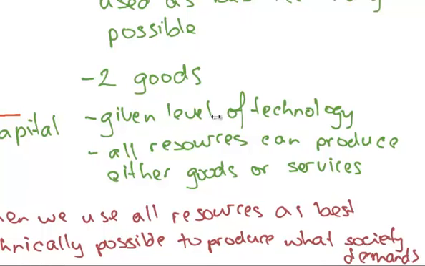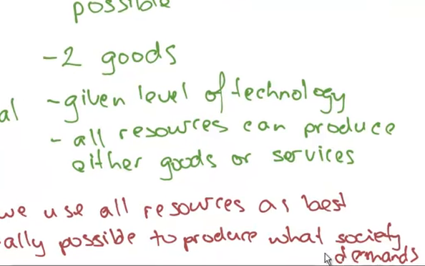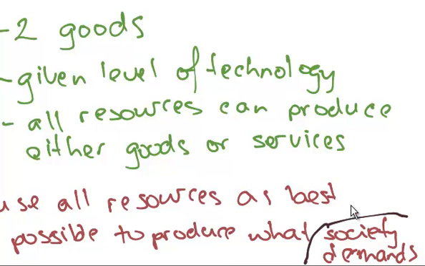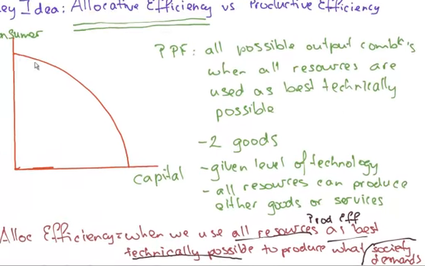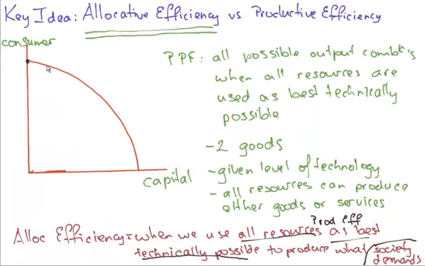Now there are two parts there. There's the part about what society demands, and there's the part about how we use all resources as best technically possible. That second part is what we would call productive efficiency. Productive efficiency is purely when we use all resources as best technically possible, full stop. So if you think about this, any point on this graph, remember the PPF shows all possible output combinations if we're using all resources, so any point along this graph is productively efficient.